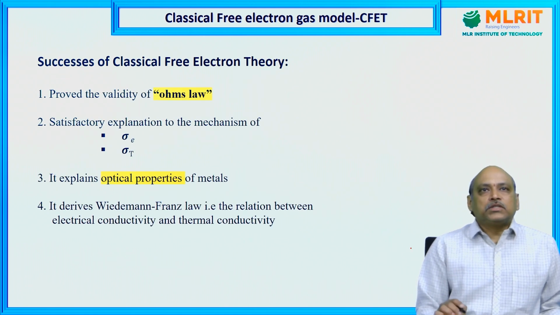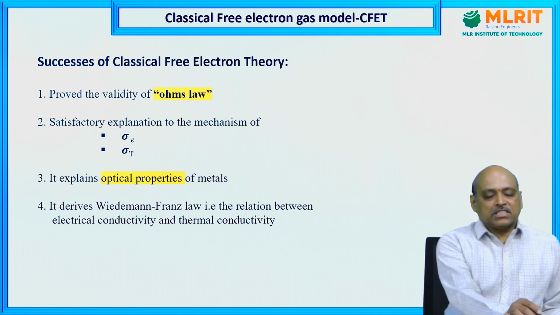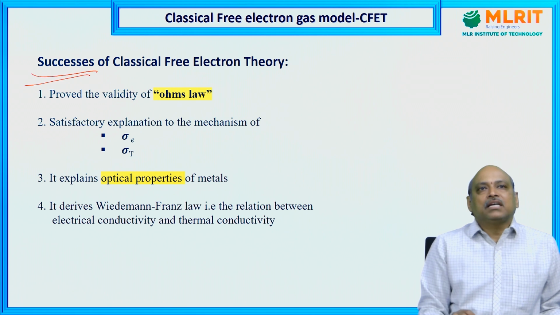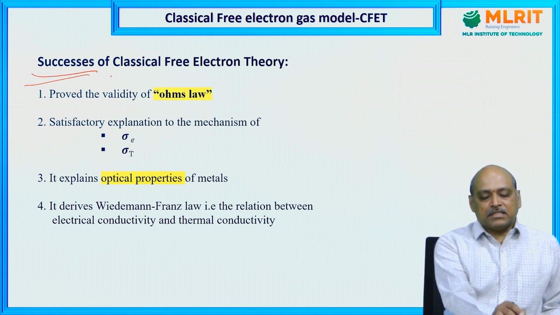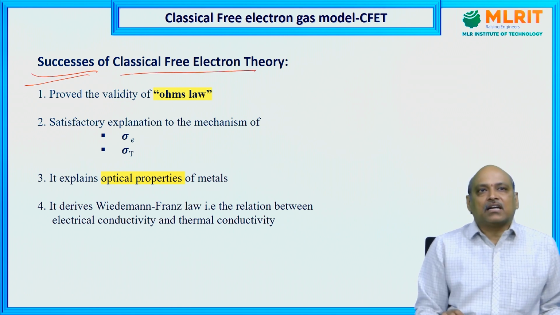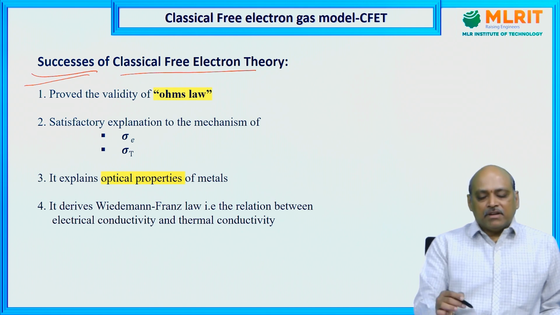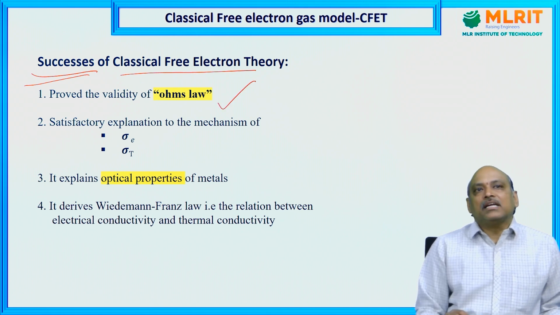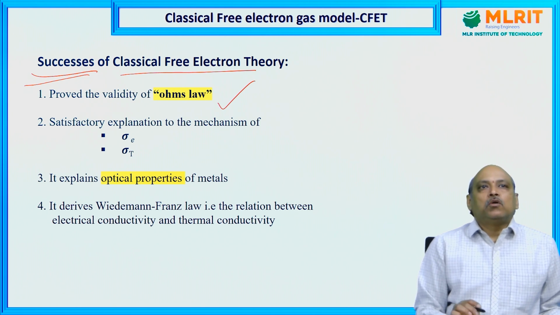Now, as I told you, after this theory was proposed by these two scientists, it was observed that it successfully explained some phenomena, and it could not explain others. We call these the failures. First, let us take the successes of the classical free electron theory. We can say that Ohm's law can be proved or is valid by using this theory.